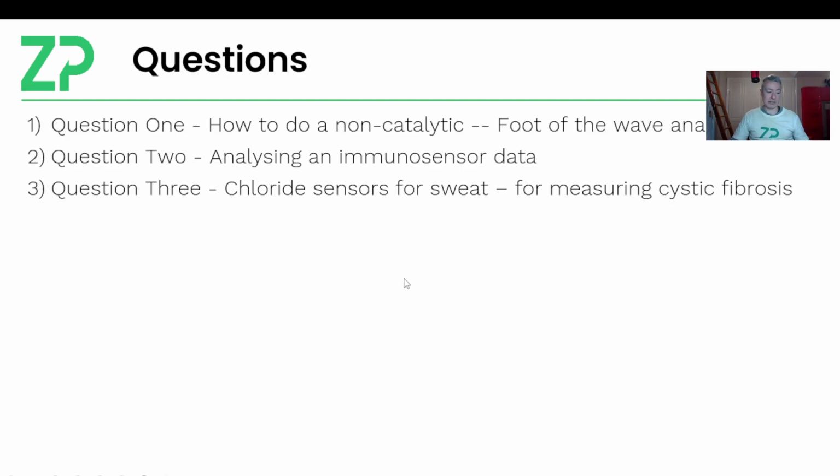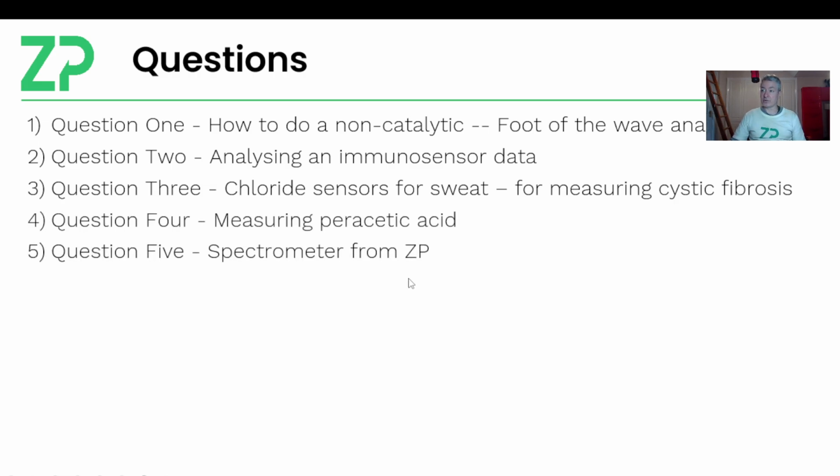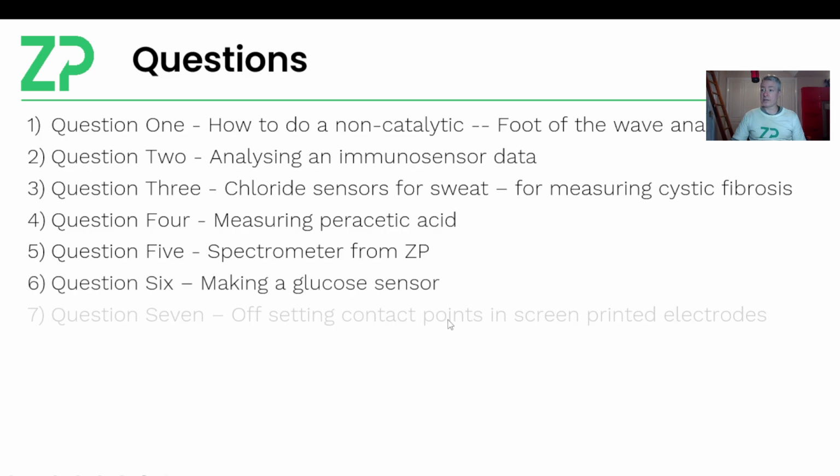Chloride sensors for sweat analysis, for cystic fibrosis, no probs. I put a landing page together. I even did a measuring of a peracetic acid. I forgot the spectrometer. I did talk about making a glucose sensor, and I'm trying to help somebody at the moment design a better screen printed electrode.